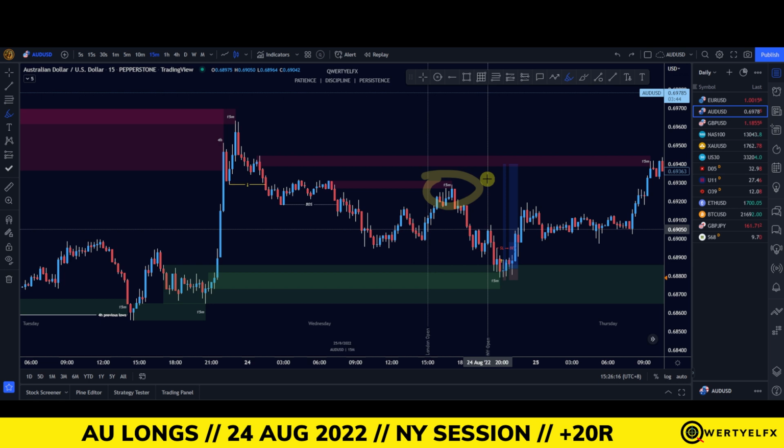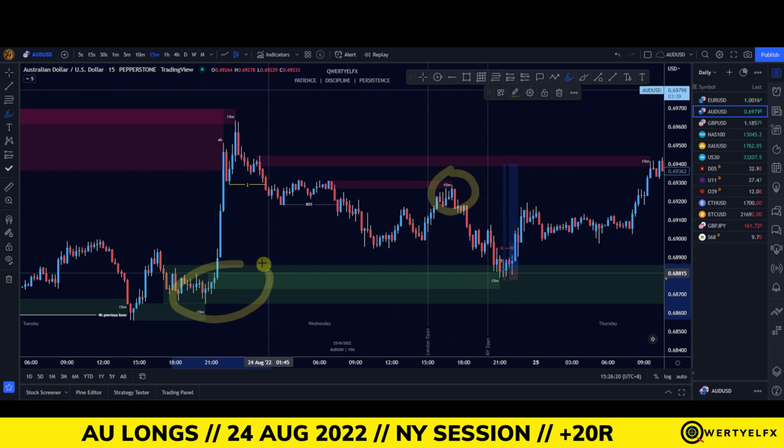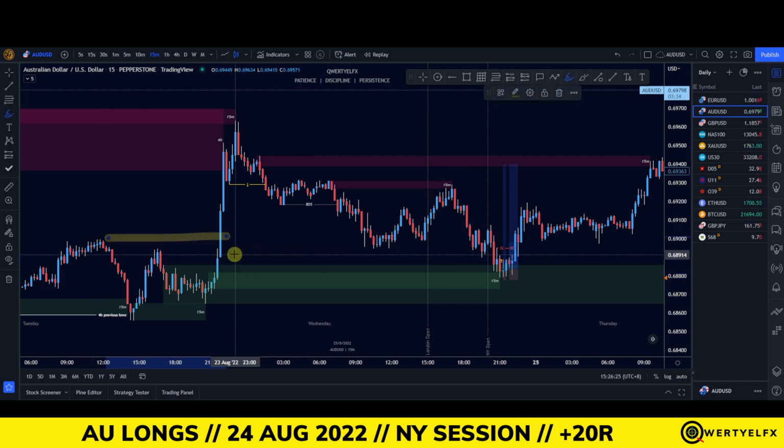So if you like, for some practice, just go onto the 1 minute and look for your entries at this 15-minute sell zone. Take it down towards this 15-minute demand zone at the bottom that caused this big move up here that broke structure.